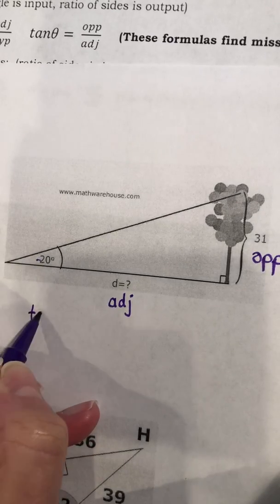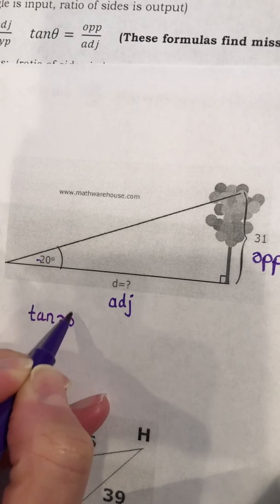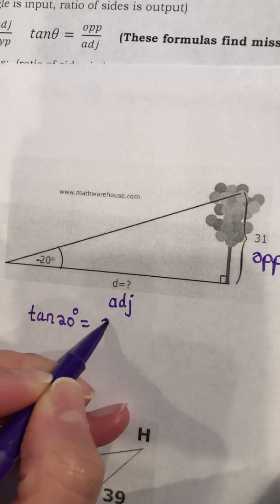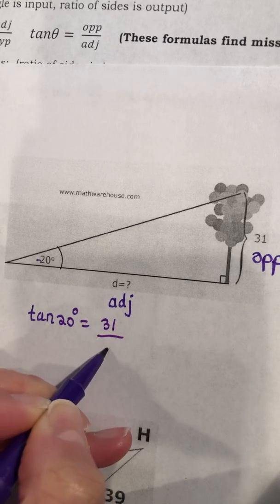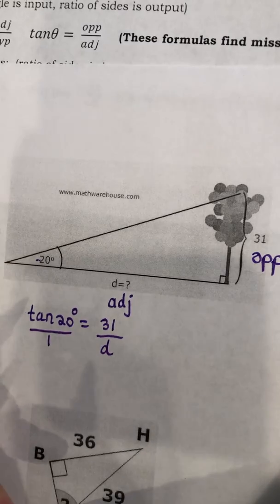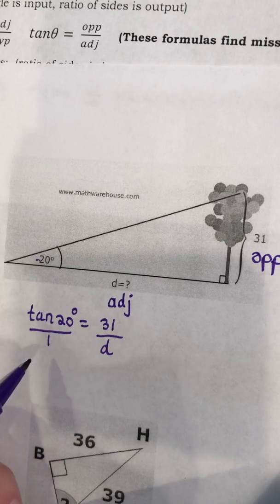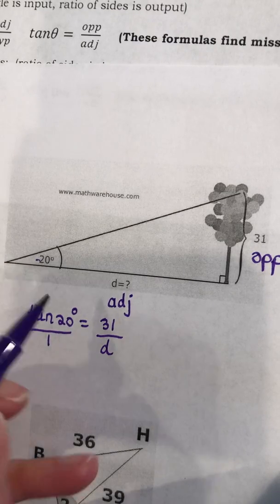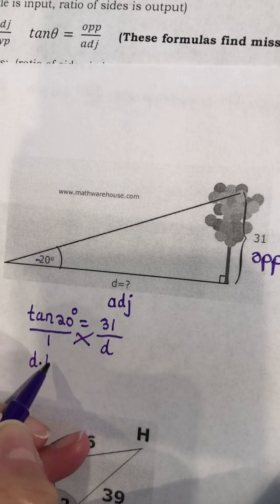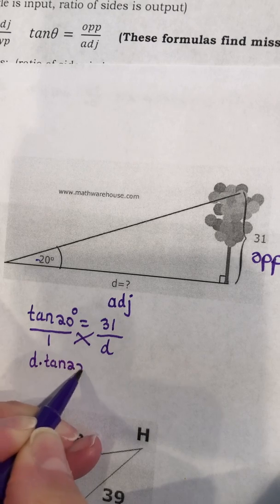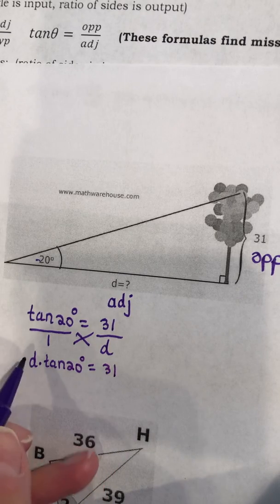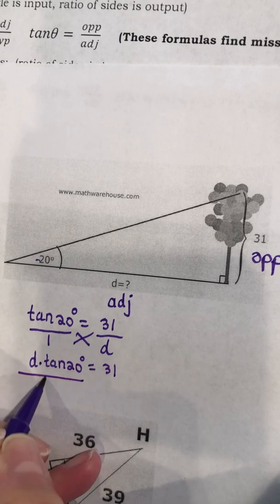So let's say the tangent of 20 degrees is equal to opposite, which is 31, over adjacent, which is D. And again, I'm going to put the tangent of 20 over the number 1 because I can, that's legal. And also it makes a nice proportion that I can solve by cross multiplying. So it's going to be D times the tangent of 20 equals 31. But now I need to divide by the tangent of 20 because I'm looking to get D by itself.